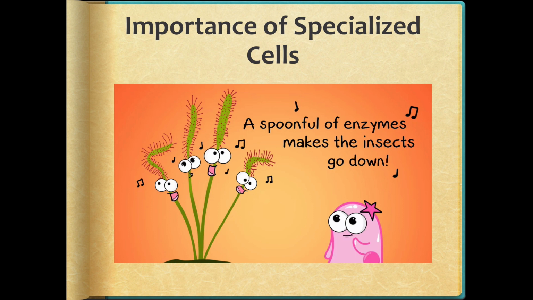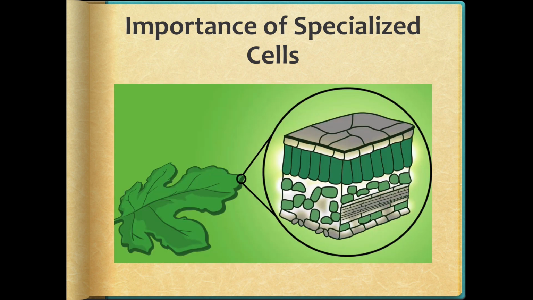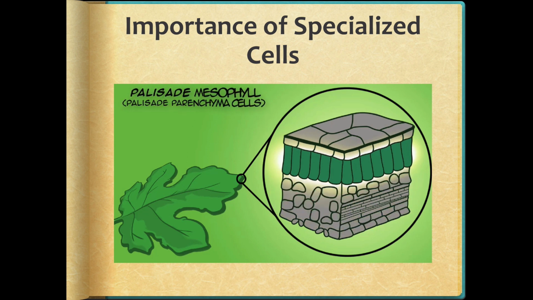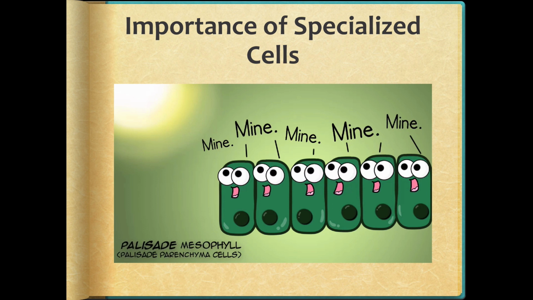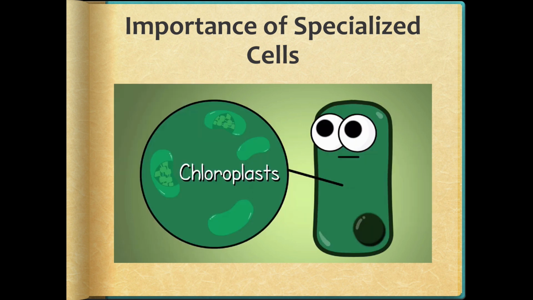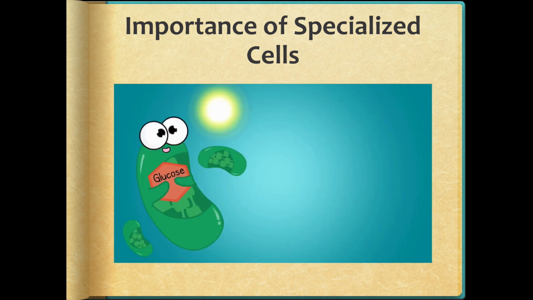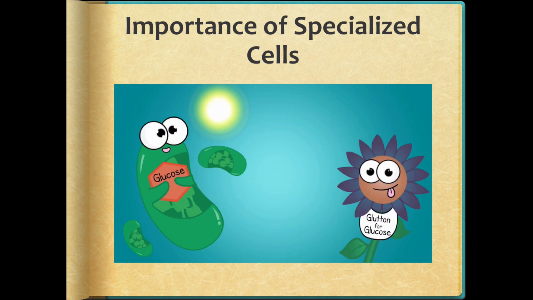Yep. Still in this leaf cross-section, look at this layer. This is the mesophyll. Here are the palisade mesophyll cells. These cells are really important for capturing light, so they're specialized for this task. Guess what they have a lot of? Chloroplasts. Lots of chloroplasts, making glucose from the sun, food for the plant.